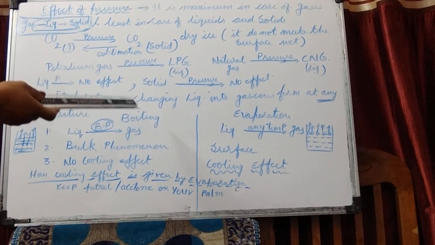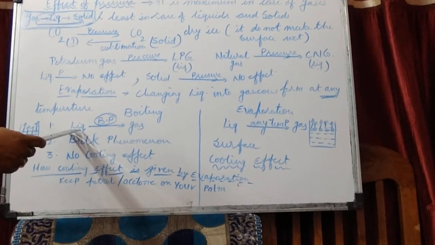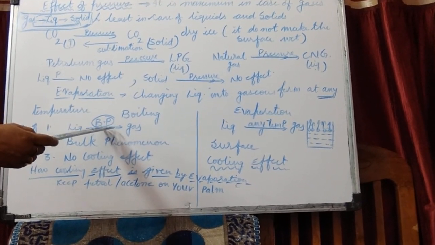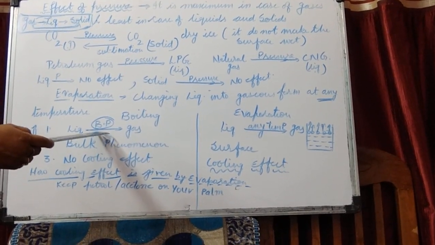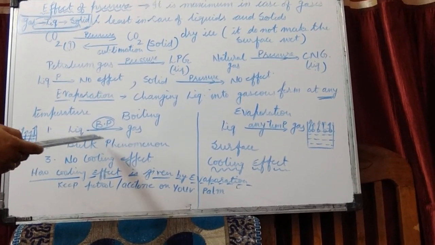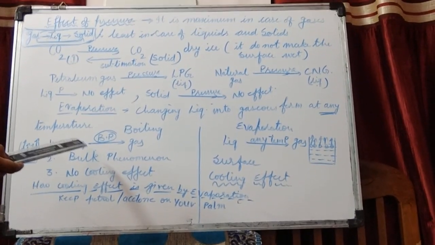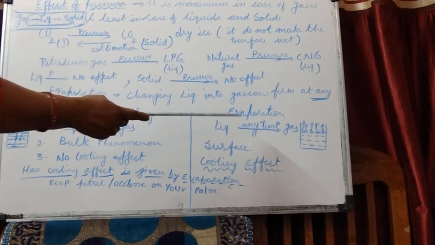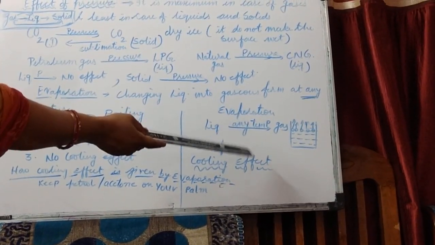But there are some differences between boiling and evaporation. Here I am writing liquid changes to gas, but this takes place at a particular temperature. In the case of boiling, a particular temperature is required. Like if we take the case of water, water boils only at 100 degrees Celsius, that you know. So every liquid boils at a particular temperature. So boiling takes place at a particular temperature. But evaporation, as we are doing, liquid changes into gaseous form at any temperature.